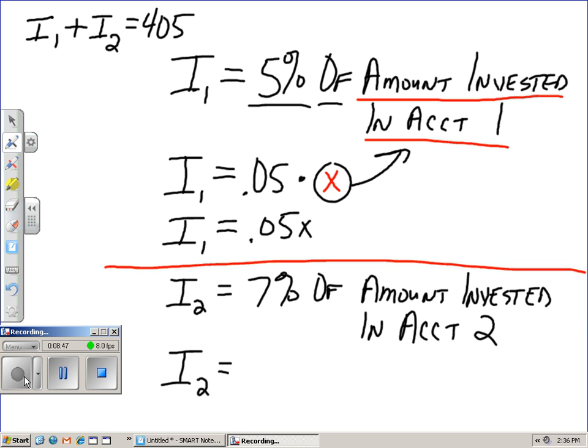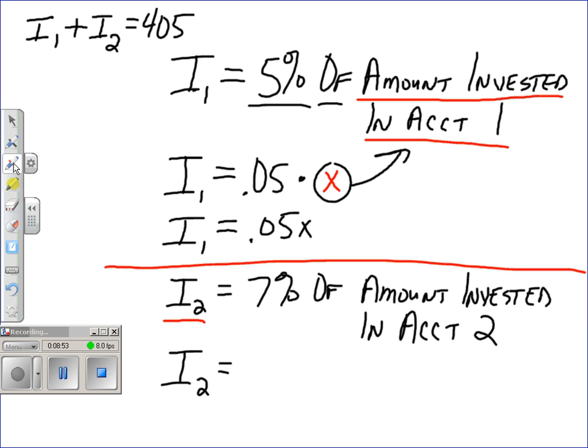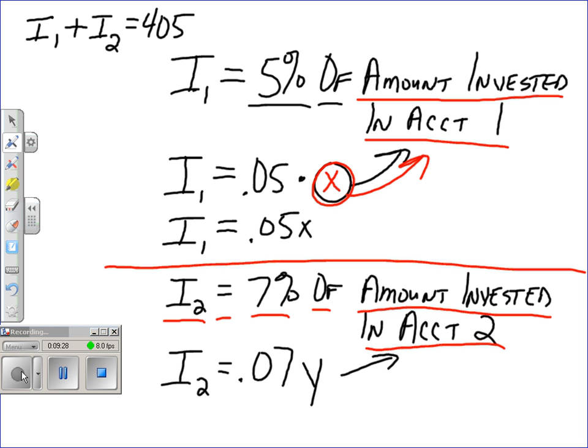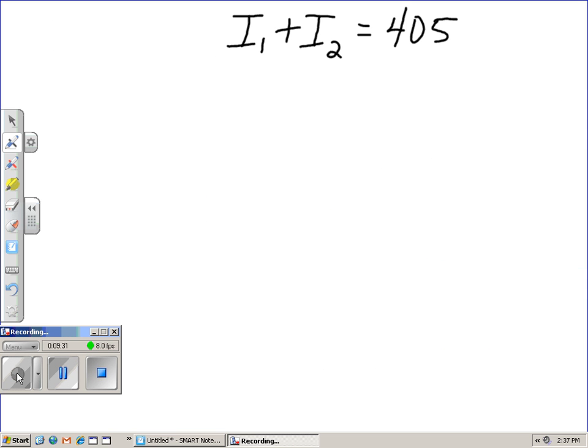Okay, the interest earned by account 2 is calculated in a similar way. So the word problem says the interest in account 2 is 7% of the amount invested in account 2. Well, how much was invested in account 2? Was it the exact same amount that was invested in account 1? No, they were two different amounts. So I called the amount in account 1 X, but since there's a different amount in account 2, I'm going to have to use a different variable. So I'm going to call it Y. So the interest earned in account 2 is 7% of the amount invested in account 2. Remember, the Y stands for how much we put into account 2. Okay, back to our original problem.